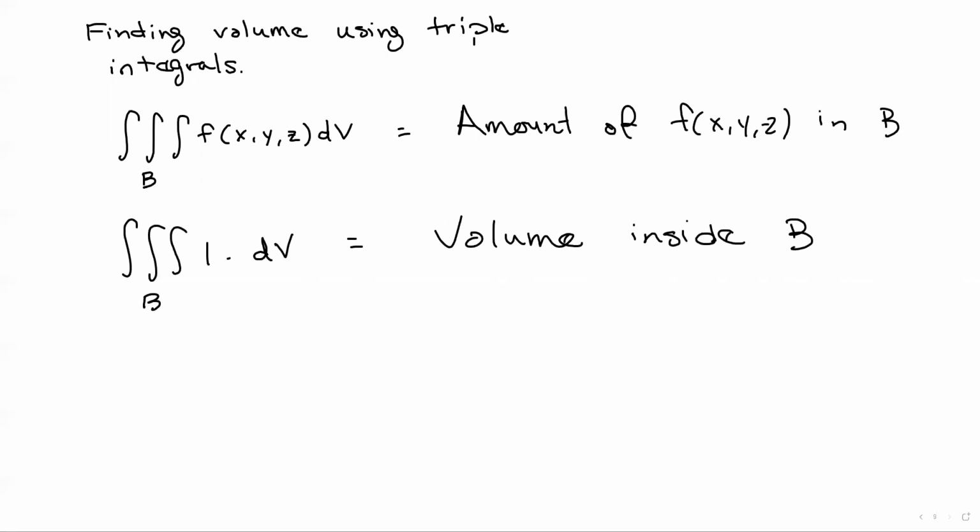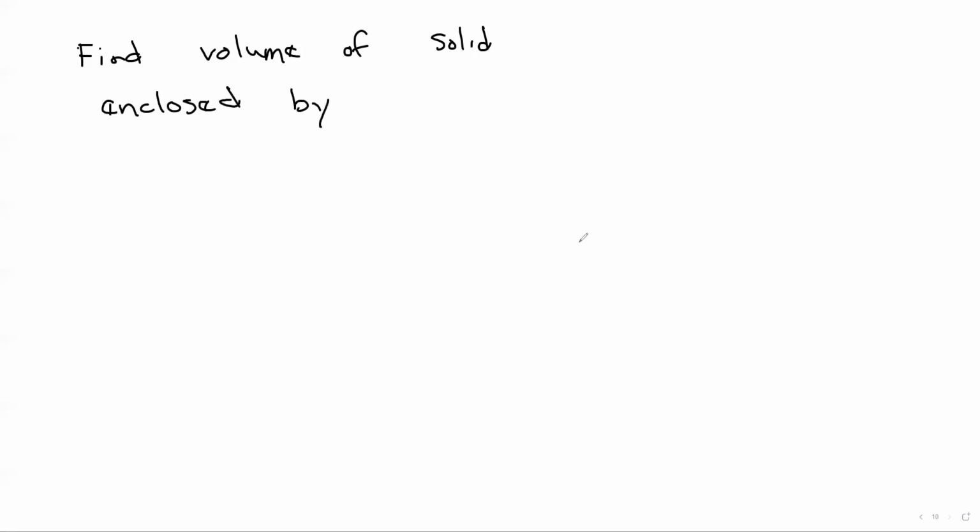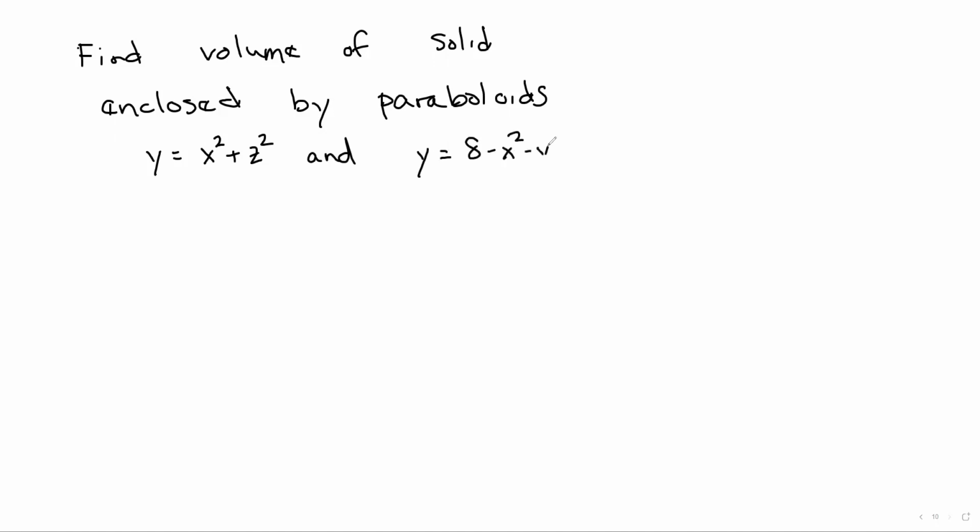All right, so let's try a couple more examples here. Find the volume of the solid enclosed by, this time it's paraboloids, y equals x squared plus z squared, and y equals 8 minus x squared minus z squared.